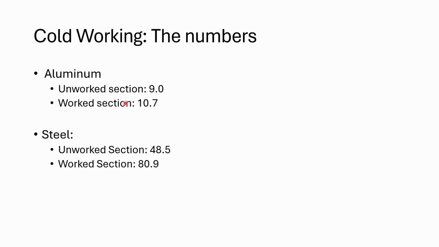As we can see with the aluminum, it had a hardness rating of 9.0 in the unworked section, and the hardness of the worked section, the necked part of the test strip, is 10.7. As for the steel, the unworked section, the untouched part, had a hardness of 48.5, while the worked section, the part that necked and had deformation, had a hardness of 80.9.